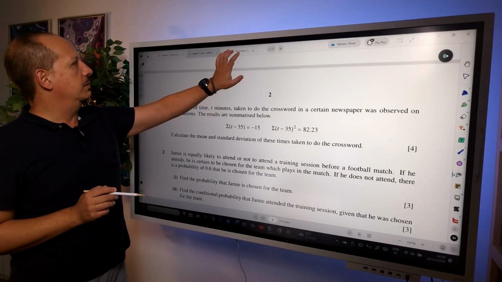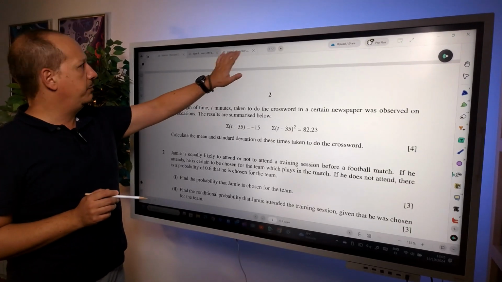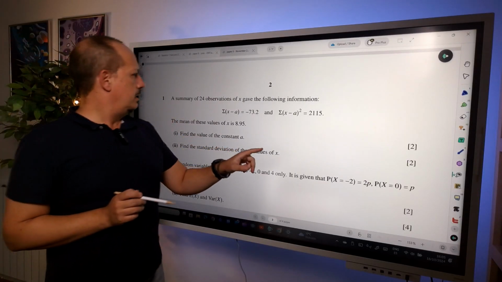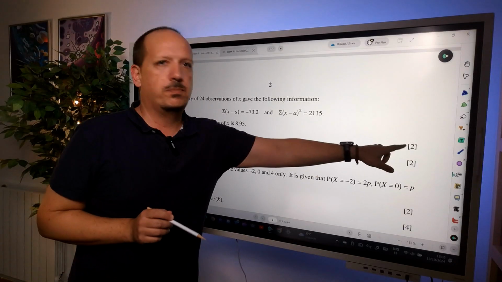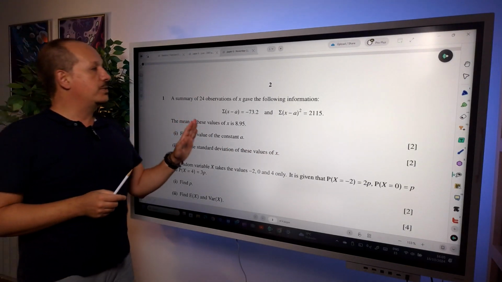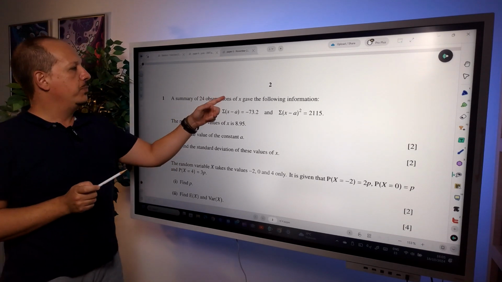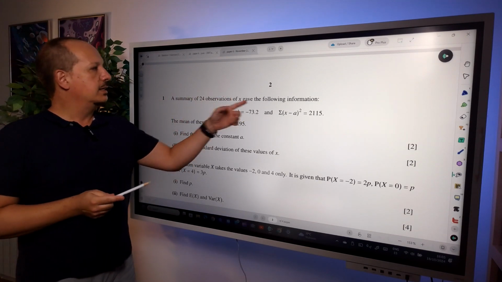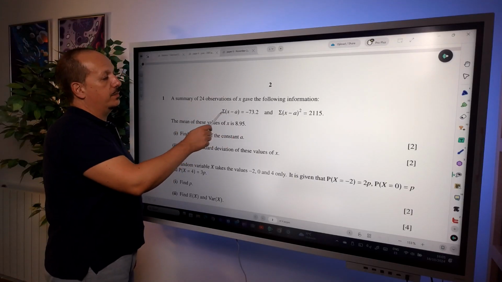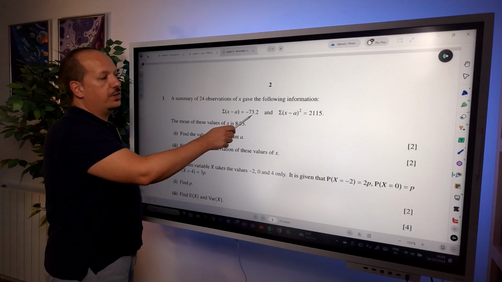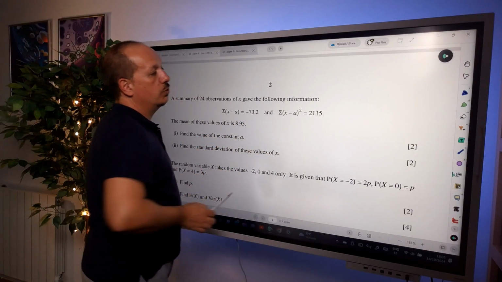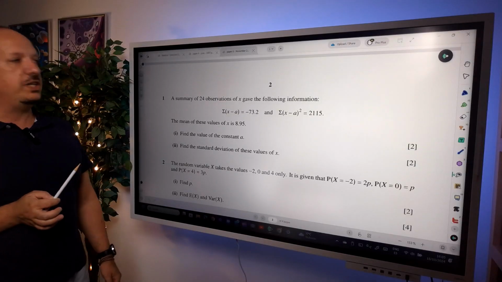Let's look at another one. This is from the same year, but now November. It's also question 1, if I'm not mistaken. Yes, it is. And you have a total of also 4 points, but now divided into parts. A summary of 24 observations, so n equals 24, of x, whatever x is, gave the following information. The sum of x minus a equals minus 73.2, and the sum of x minus a squared equals 2,115.